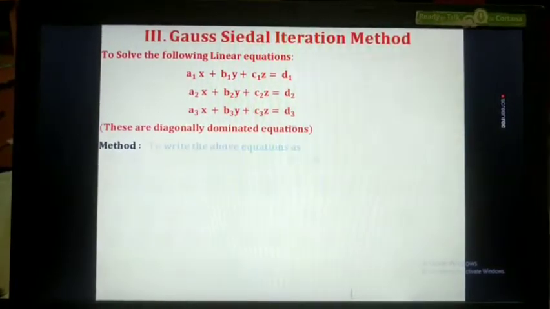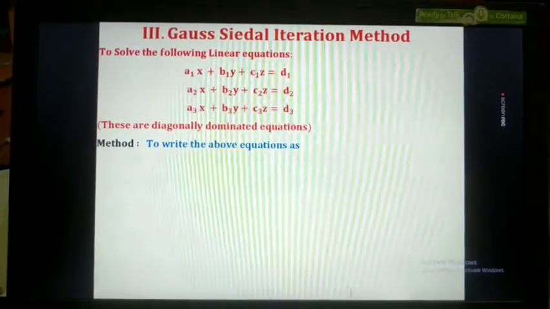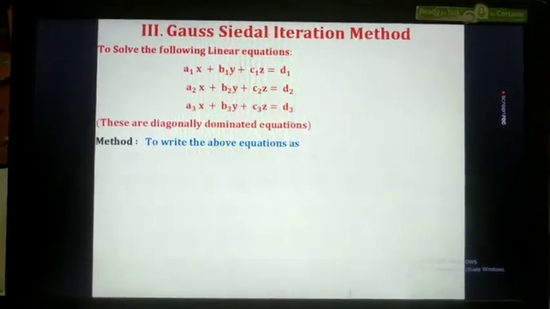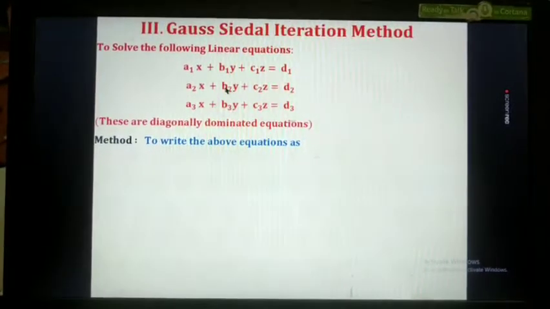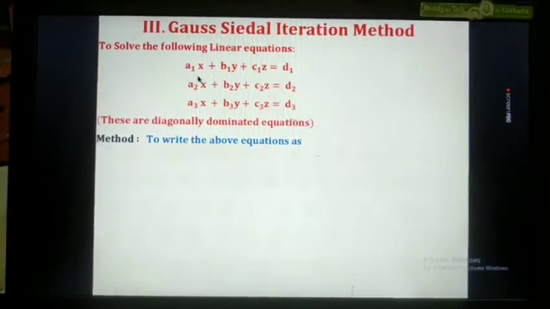Method. Again, to write the augmented matrix, no need to write the augmented matrix. Rewrite these equations, the above equations. From the first equation, find the value of x.